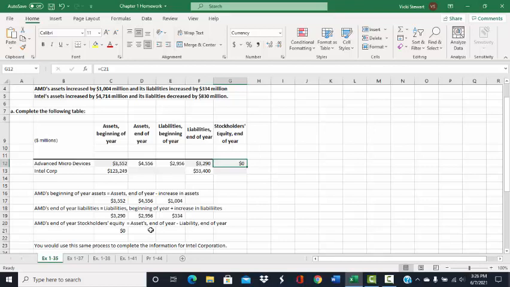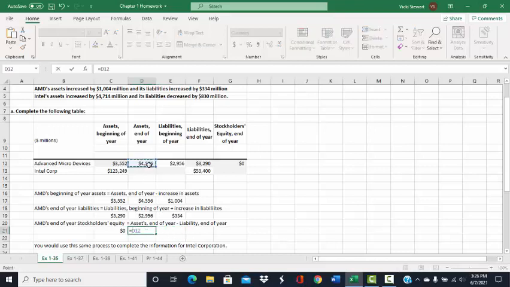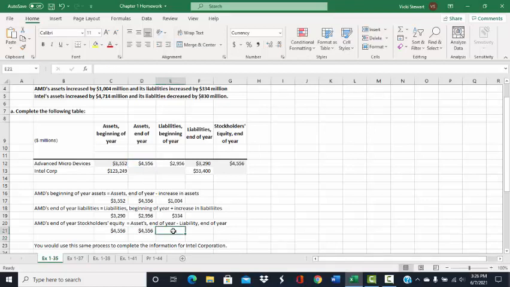The last thing we need to calculate is stockholders' equity at the end of the year. We know that stockholders' equity is equal to the assets at the end of the year minus the liabilities at the end of the year, because the accounting equation is assets equals liabilities plus stockholders' equity. So if we want to solve for stockholders' equity, we take our assets at the end of the year and subtract our liabilities at the end of the year that we calculated. So now we know that stockholders' equity was 1,266 million. Now we have all of the information calculated for Advanced Micro Devices, or AMD.